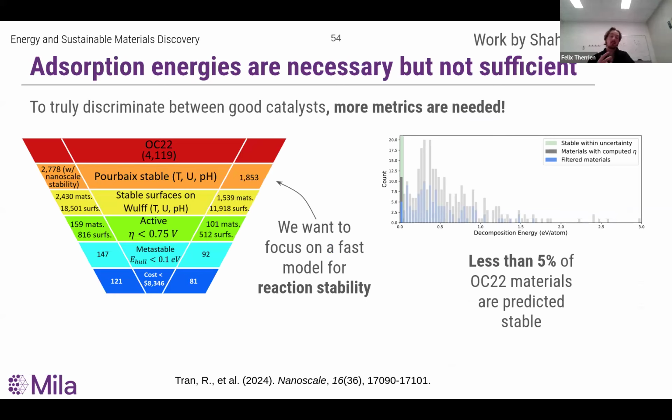So what we did is we looked at other objectives. One objective is stability. If you imagine measuring that first as a first filter, we found that this is a much stronger filter, where only about 5% of materials in these data sets are predicted as being good catalysts.